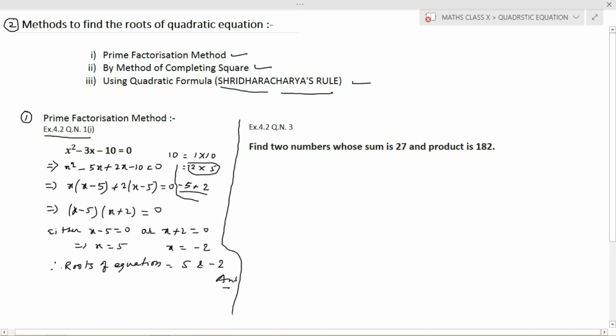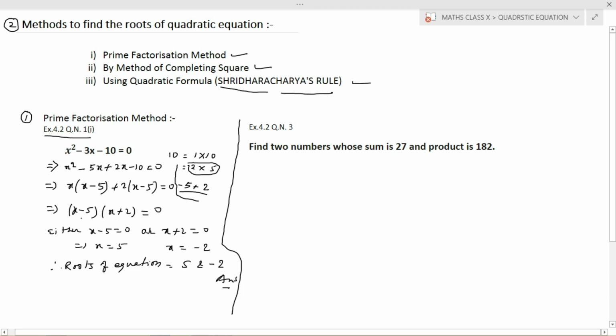You have to do only one thing. You have to factorize the LHS of this equation by the method of splitting the middle term. In this case, sometimes it may be by taking common only. But you have to factorize the LHS. You will get the factorization of LHS equal to 0.